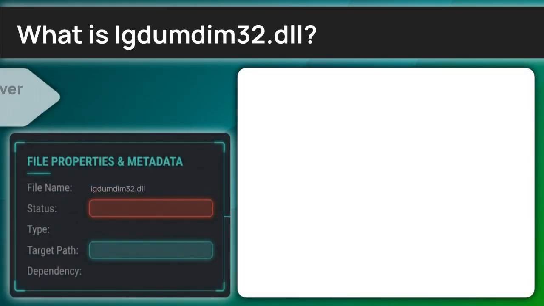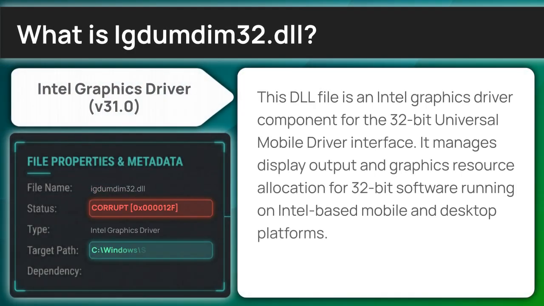This DLL file is an Intel Graphics driver component for the 32-bit Universal Mobile Driver Interface. It manages display output and graphics resource allocation for 32-bit software running on Intel-based mobile and desktop platforms.